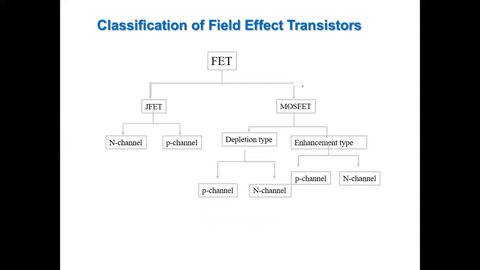So these are the different classifications of field effect transistor. Generally it is divided into the junction field effect transistor and the metal oxide semiconductor field effect transistor. Each has N channel and P channel types. The MOSFET has depletion type and enhancement type, divided into P channel and N channel enhancement types.